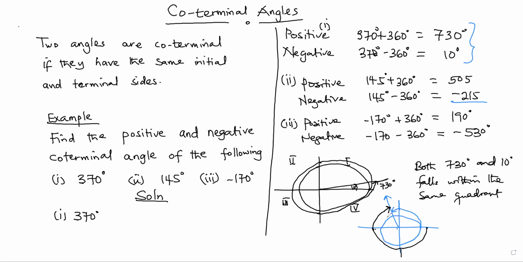So you see that over here in this quadrant, both 505 and negative 215 degrees fall within the second quadrant. Have you seen it? So that's how coterminal is all about.